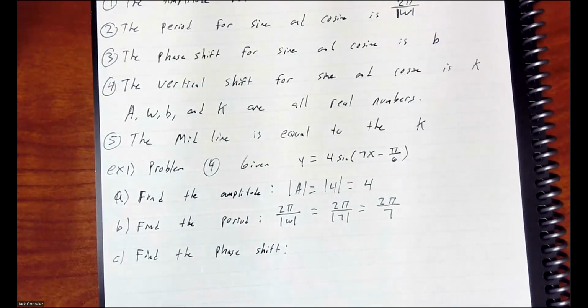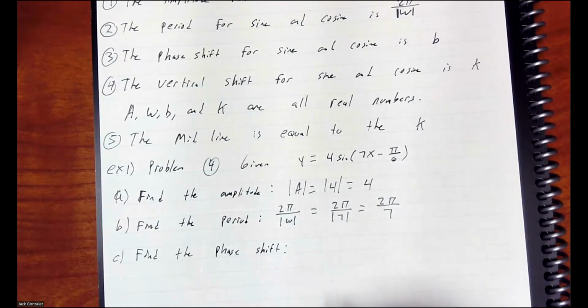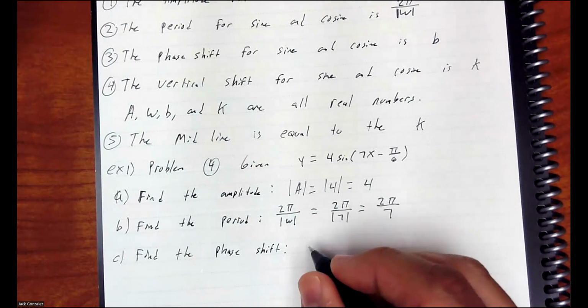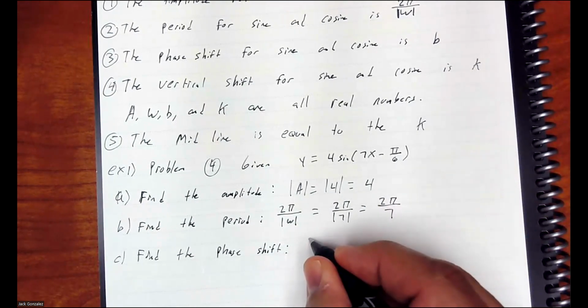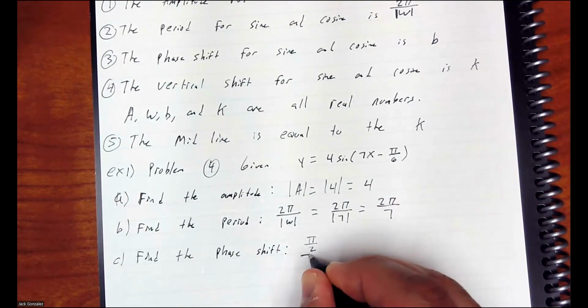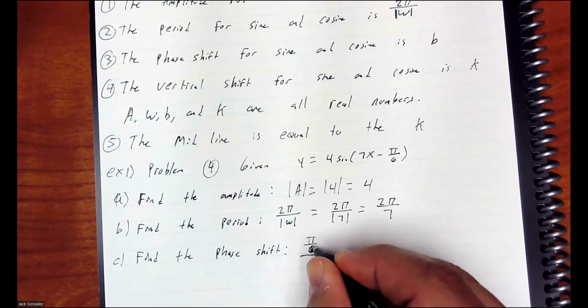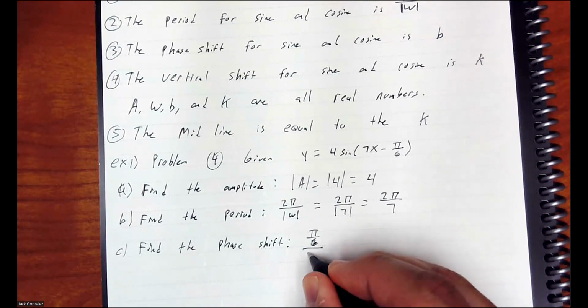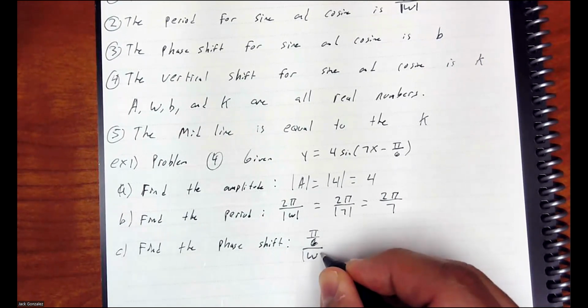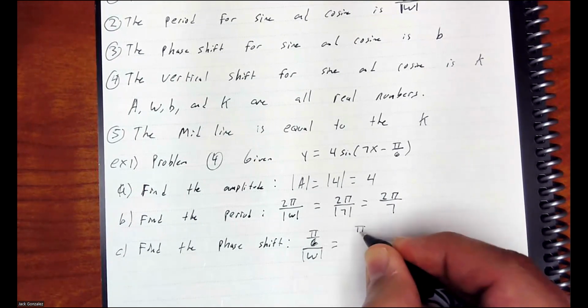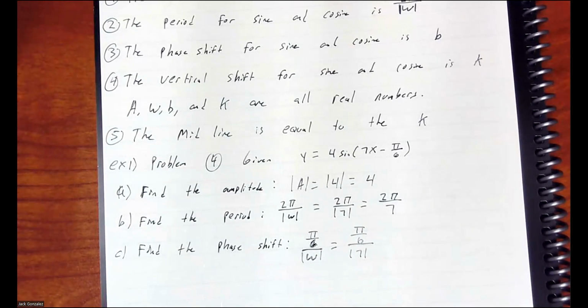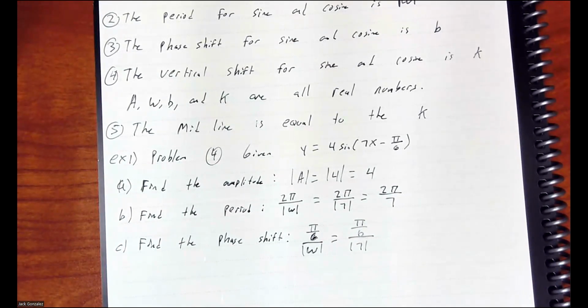Phase shift, we have to factor first, or use this formula here. So you can do it this way. You take the pi over 6 and divide by your omega, so pi over 6 divided by the absolute value of 7. That's the way they do it in the example.